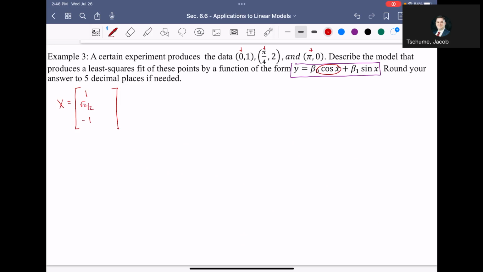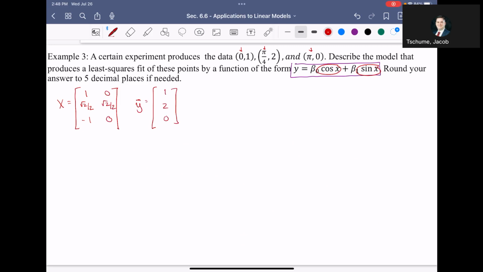All right. For your second column, your beta 1, you've got sine, so you have to take the sine of the same 3 x values and make up your second column. So sine of 0 is 0, sine of pi over 4 is root 2 over 2, and sine of pi is also 0. All right, so then we have our vector y, which is just the y values. That's going to be 1, 2, 0.